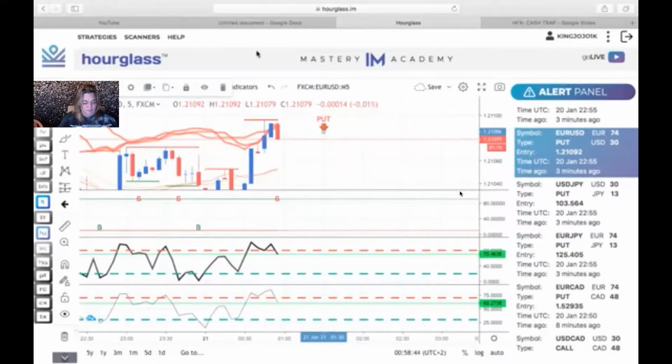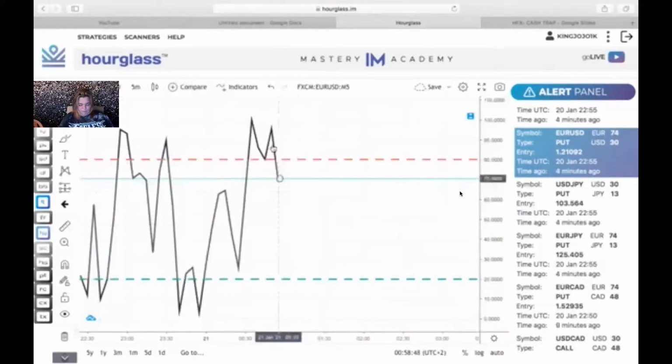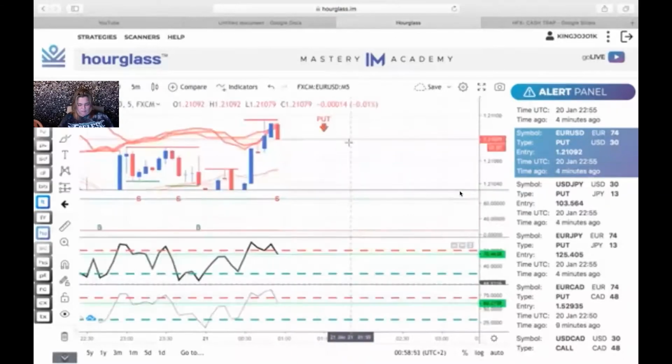I'm not gonna lie, you're gonna have to play the waiting game sometimes. You gotta be patient. As you can see on my stochastic, it's crossing. Cool. That's one confirmation. We got about 1 minute left. Let's see what happens on this next candle.